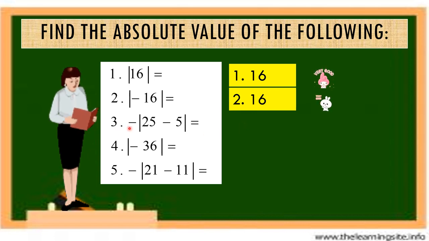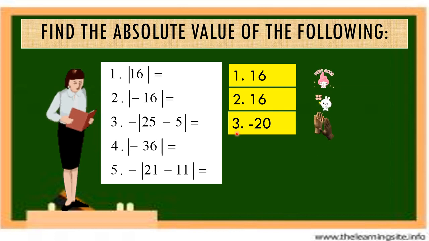Number 3, the opposite of the absolute value of 25 minus 5. First, we find the absolute value of 25 minus 5. Then after that, we get the opposite of your answer. What is the result? The result is negative 20. Let's clap our hands. The next number, number 4, the absolute value of negative 36.